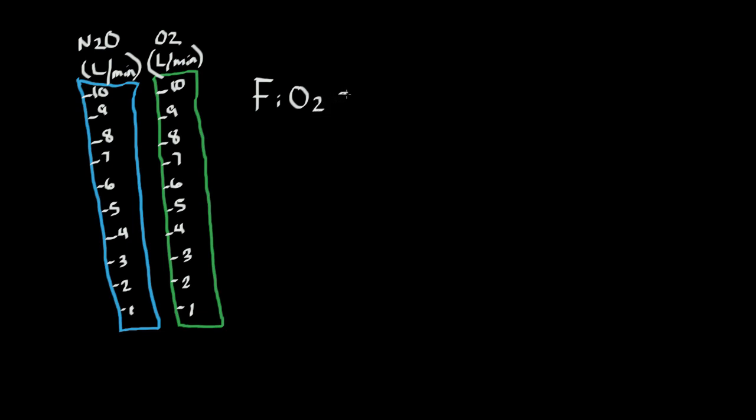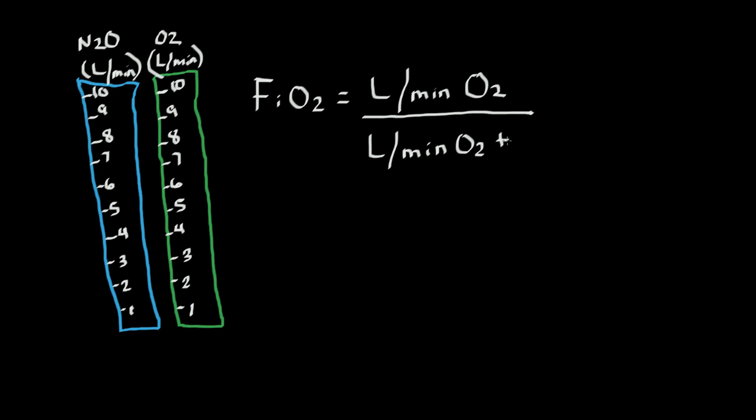FiO2 equals liters per minute of oxygen divided by liters per minute of oxygen plus liters per minute of nitrous oxide. So now we need to plug our numbers in.